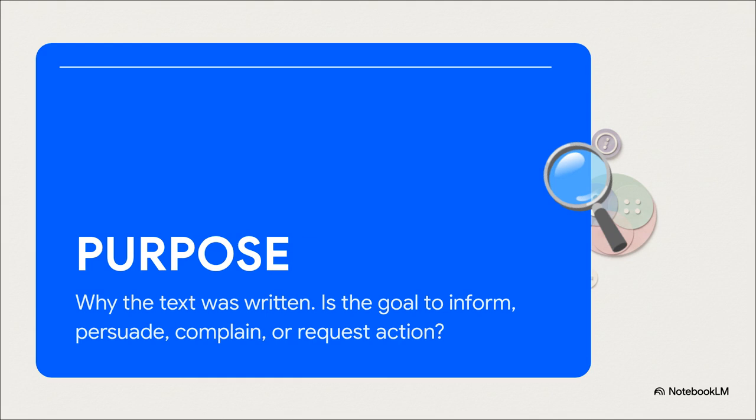Which brings us perfectly to P for purpose. This is the big why. Why did the author write this in the first place? What's their goal? Are they just trying to inform you of the facts? Or are they trying to persuade you to believe something? Maybe to complain, or even to get you to take action. The purpose is really the engine driving the entire text.